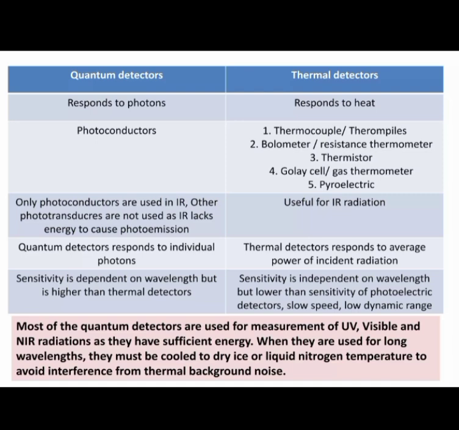Most of the quantum detectors are used for measurement of UV, visible and NIR radiation as they have sufficient energy. When they are used for long wavelengths, they must be cooled to dry ice or liquid nitrogen temperature to avoid interference from thermal background noise.